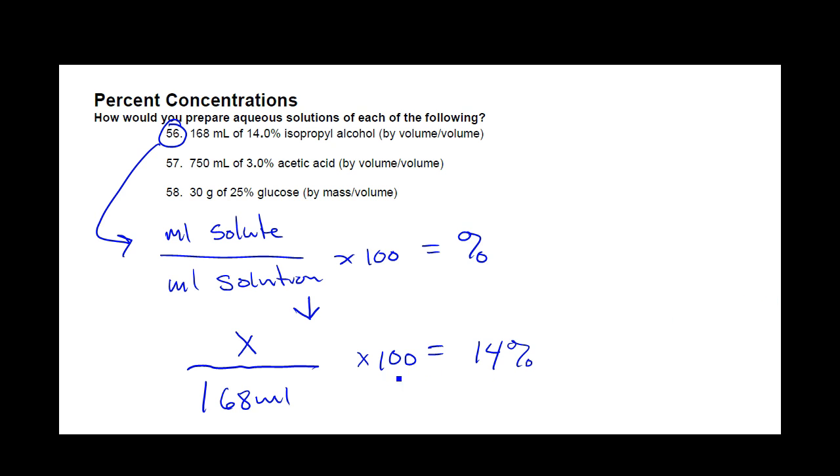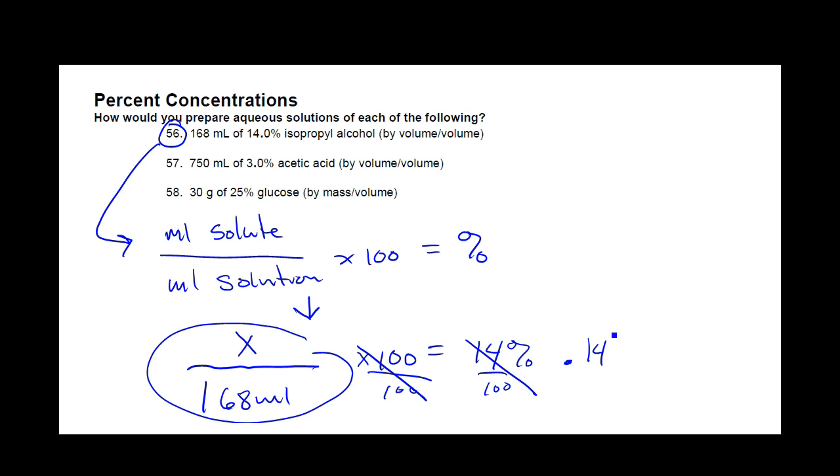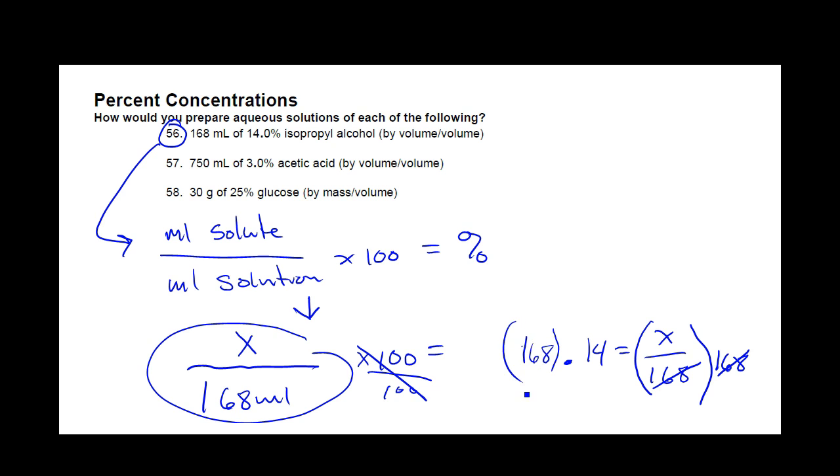This isn't very difficult algebra, I hope, for you. We're just going to take 100 and divide it on both sides. That gets rid of that. This now becomes 0.14. Now I'm going to take this chunk and just put it over here. So 0.14 equals x over 168. To solve for something in the bottom, I multiply both sides by it. So that will disappear. If I multiply this side by 168, I'll get my solution.